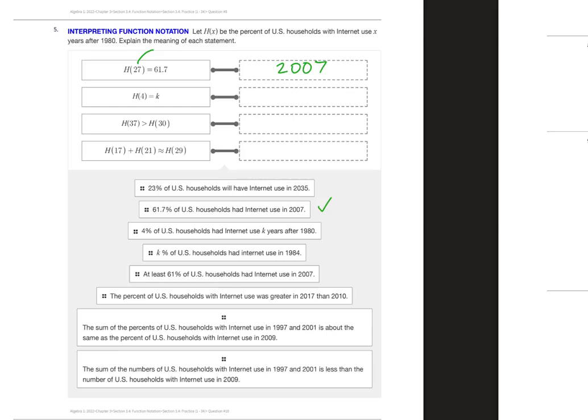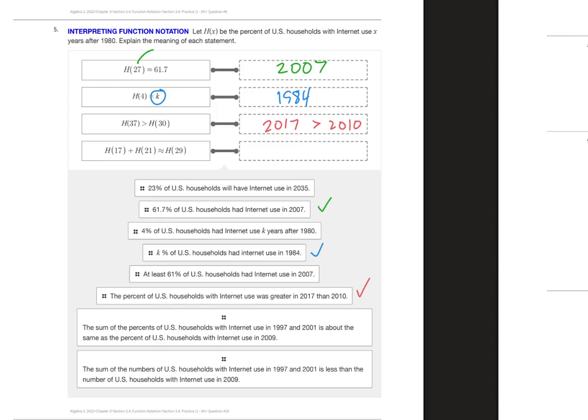This is 1984. So let's see. And then it says K. So that's this one. K% of U.S. households had internet use in 1984. I know that doesn't make a lot of real world sense, but it works because that's K, right? And then that's K. So moving on. 37 would be, let's see, 1980 plus 37 would be 2017. And 30 years would be 2010. And the idea is that in 2017 there was more than in 2010.